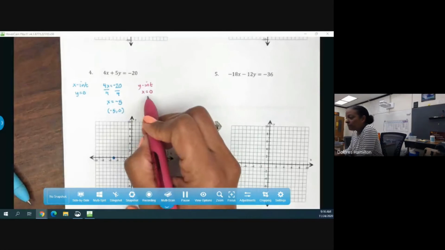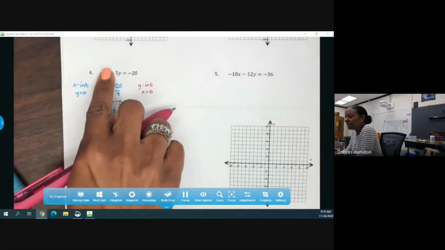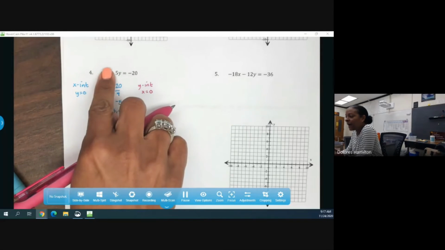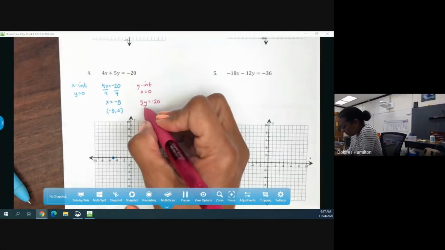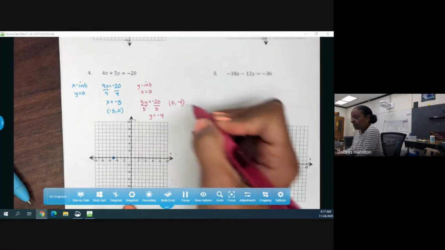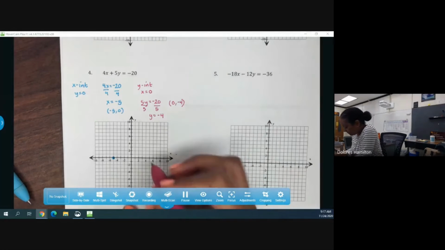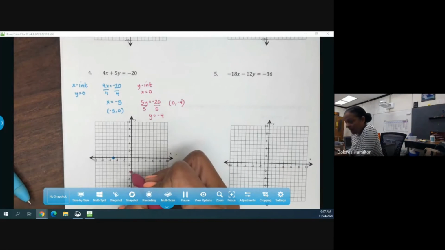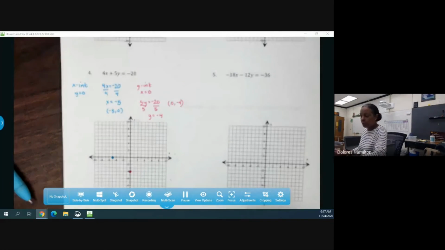So then we find the y-intercept, and that means we're going to plug in 0 for x. So that leaves us with 5y equals -20. And then we get our y by itself. So we divide by 5, giving us that y is -4. And we can write that as the ordered pair 0, -4. And then I can plot that on my graph and connect those two points.